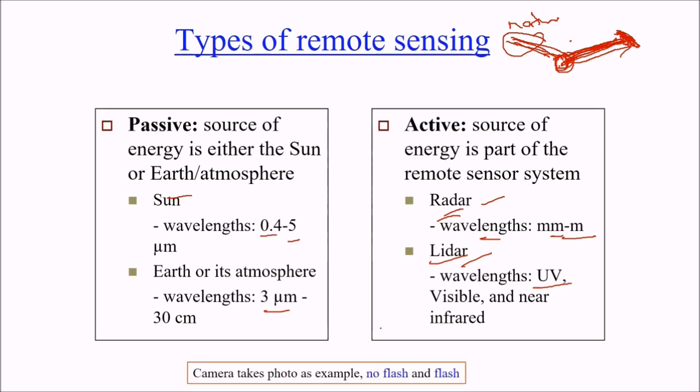So just consider that a camera takes a photo. As an example, if you are using a flash, that means you are doing active remote sensing. If you are not using a flash, you are doing passive remote sensing.